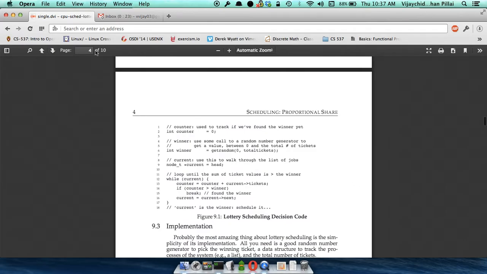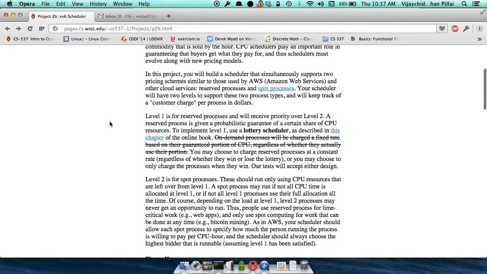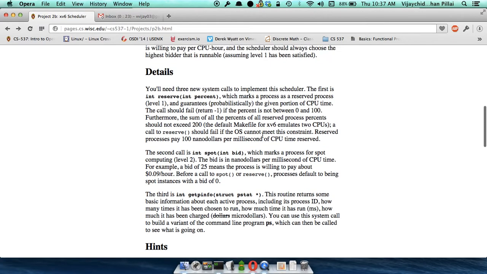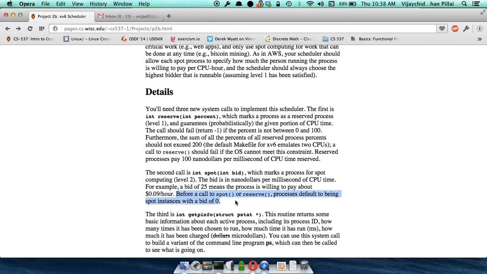Another question people had is how do we know what process is reserved and what process is spot? Every process defaults to being a spot instance with a bid of 0, which means that every process starts out as a spot process with a 0 bid. As they run, when they do the first reserve system call or bid spot system call, they can increase their bid or become a reserved process. In this project, we are building a mechanism to support all of these things, and we don't worry about policy. So don't worry about which process is reserved or which process is spot. If the process calls reserve or spot, you should handle it correctly. That's the thing that you should be worrying about.